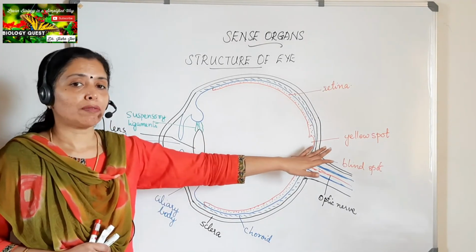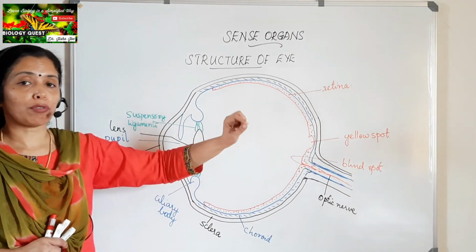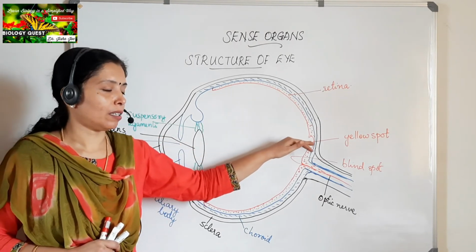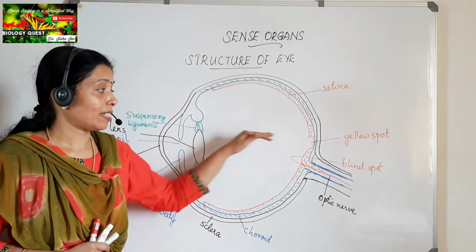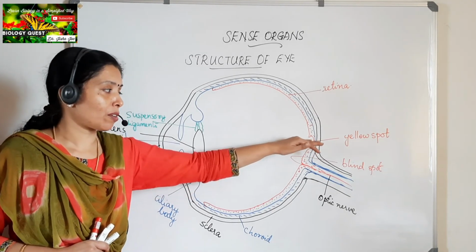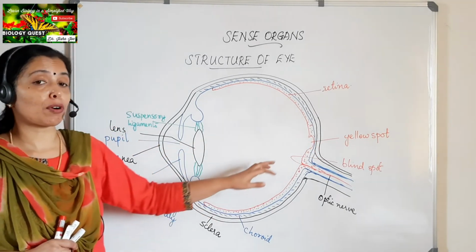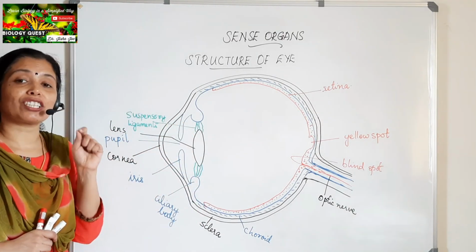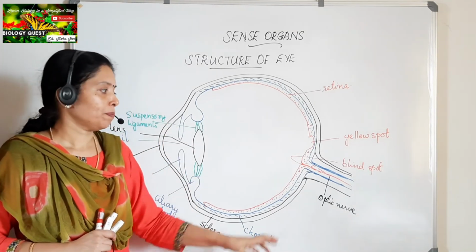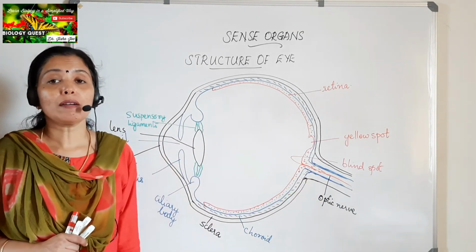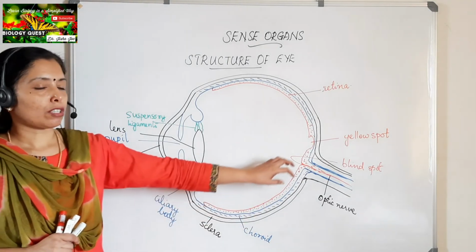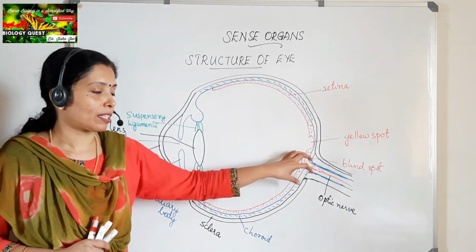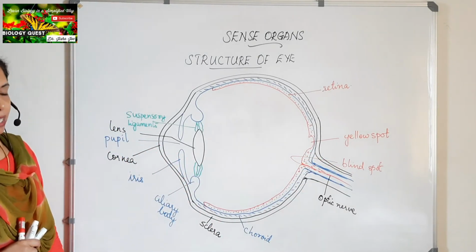We have seen a region which is called the yellow spot or the fovea centralis or macula lutea, which is a region exactly opposite to the lens, on the horizontal axis of the eye. Remember, it is the region where the maximum number of cones are present, so it is the region of brightest vision and best vision. Then a little below the yellow spot is the blind spot. It is the point where all the nerve fibers from the different sensory cells converge and come out of the eye as the optic nerve.